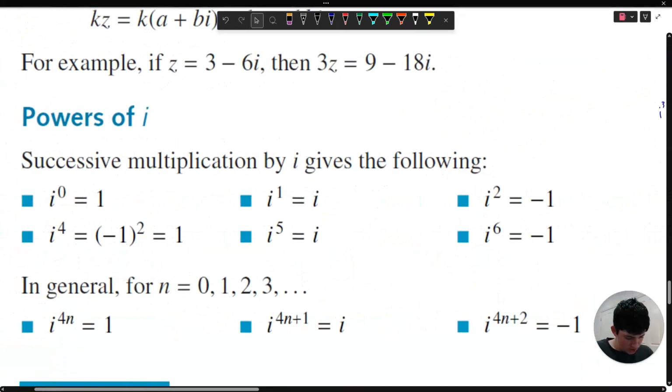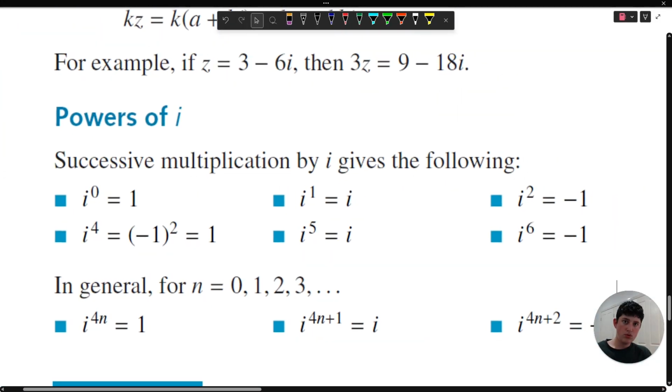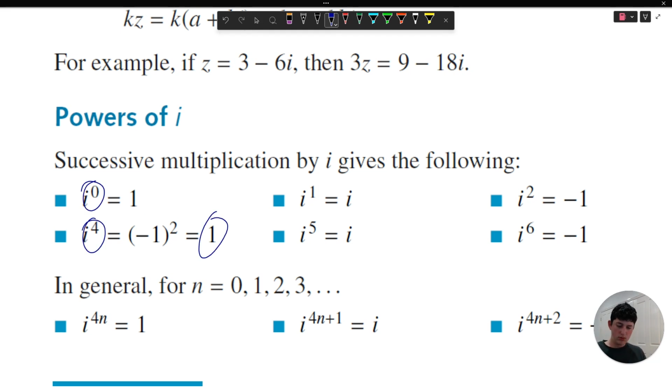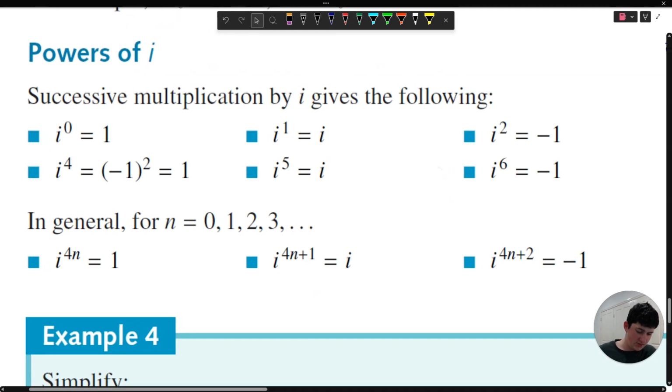So, you see here, 0 plus 4 equals 4. So i to the 0 and i to the 4 both equal 1. i to the first power and i to the fifth power both equal i. If you add 4 to the power, you're back with the same answer. You end up with the same answer.